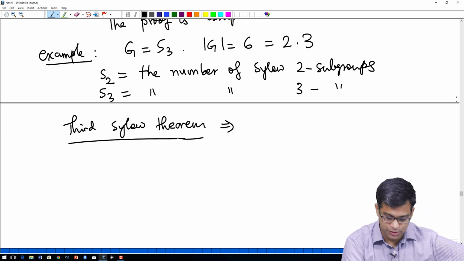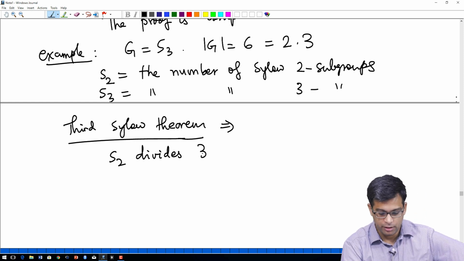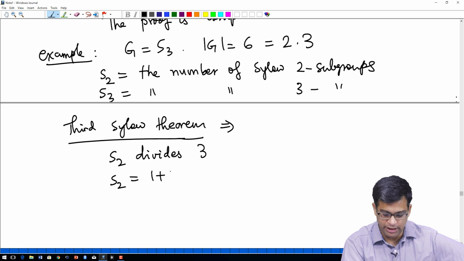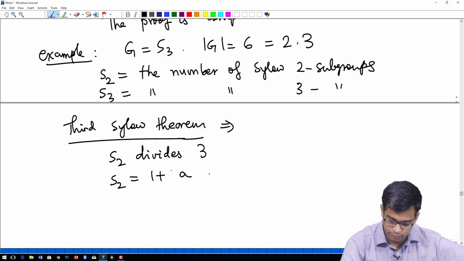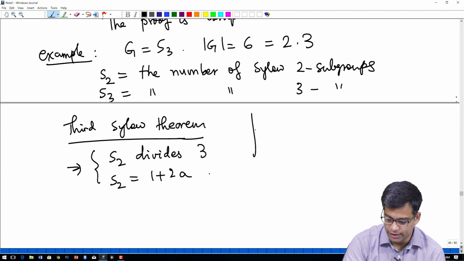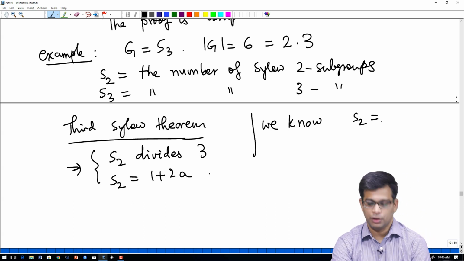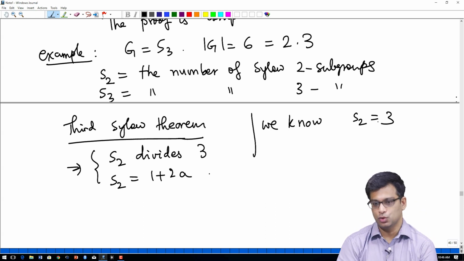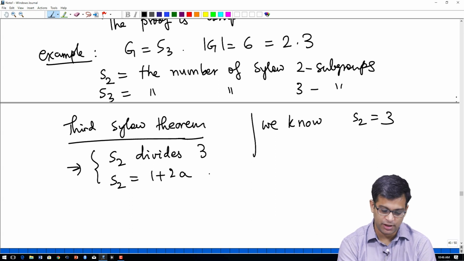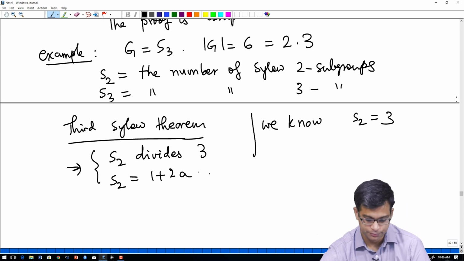so let us first do S2. So S2 divides 3 and S2 is of the form 1 plus 2a, right. And what is S2? We have already seen, right. There are 3 Sylow 2 subgroups. Does 3 satisfy this? Yes, of course it does, because 3 divides 3 and 3 is of the form 1 plus 2a.